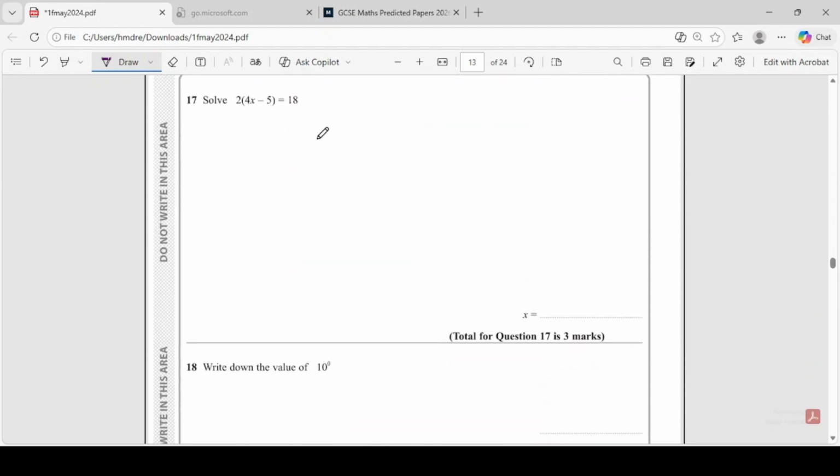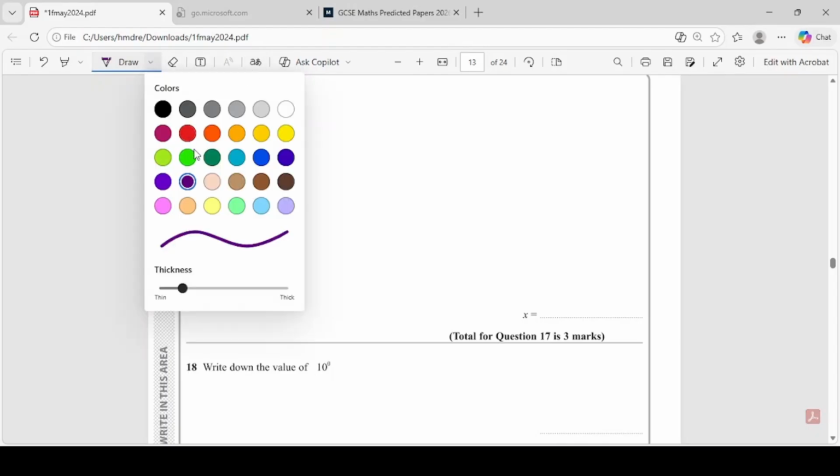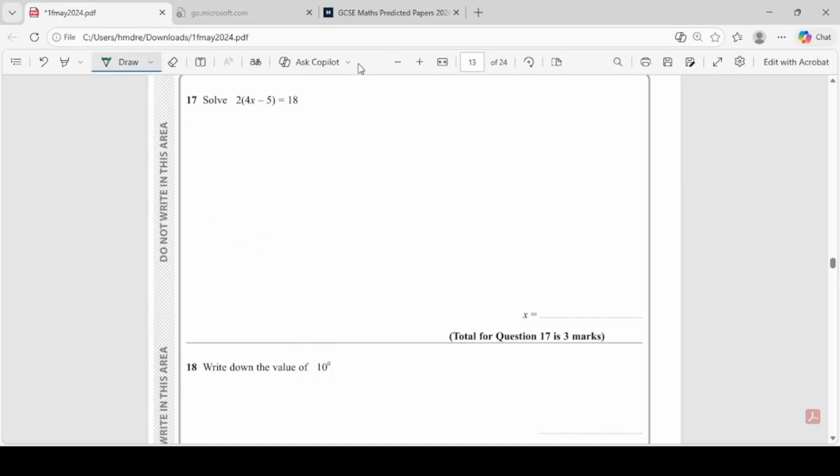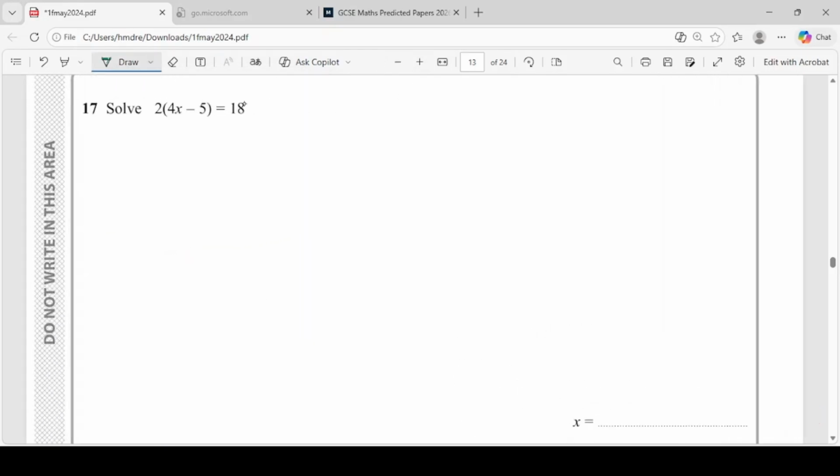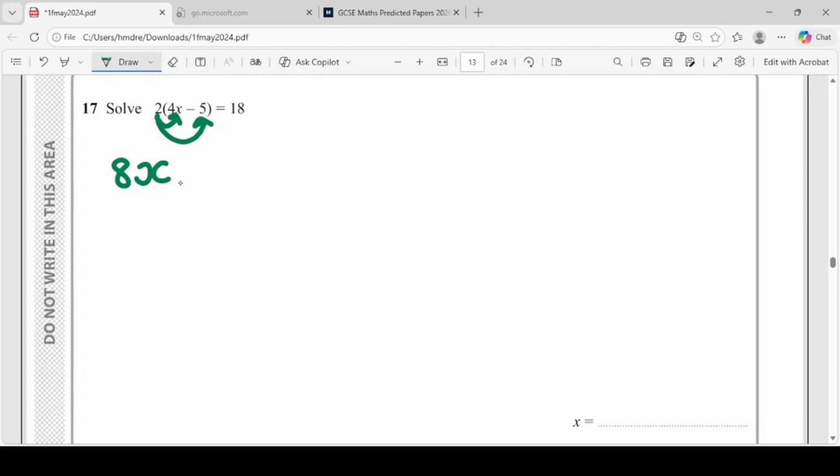Okay, question 17 is an algebra question. They want us to solve this. So first of all, we've got to get rid of these brackets. So we're going to multiply these out. So 2 times 4x is going to be 8x. 2 times negative 5 is going to be negative 10, is equal to 18.